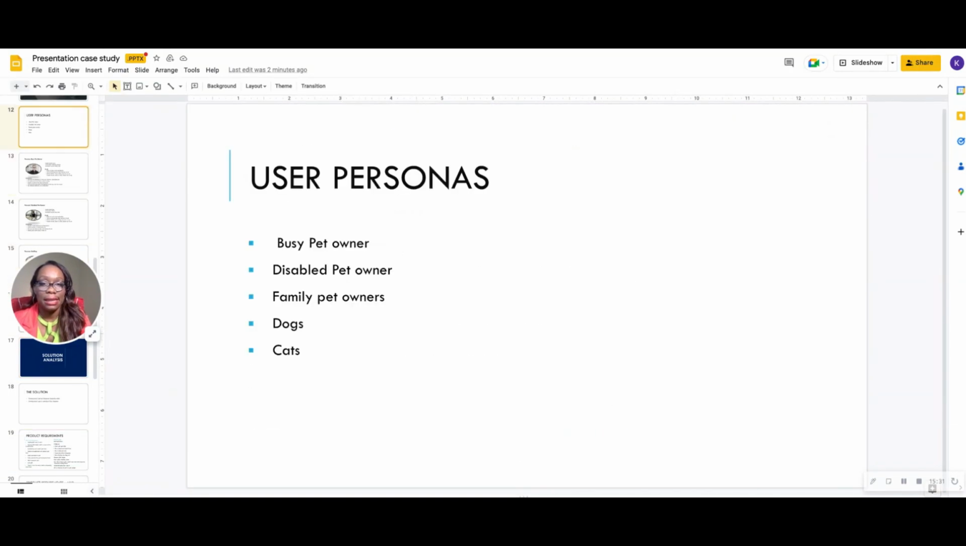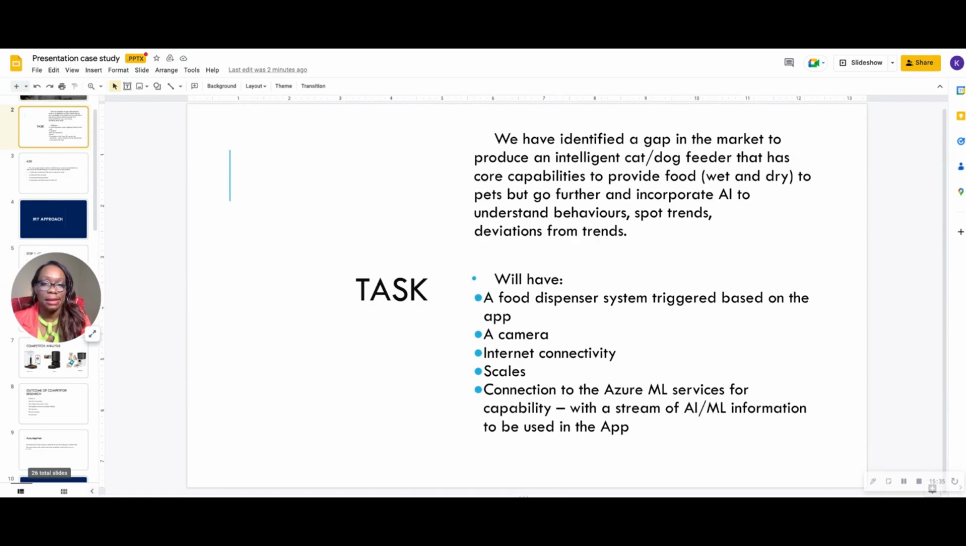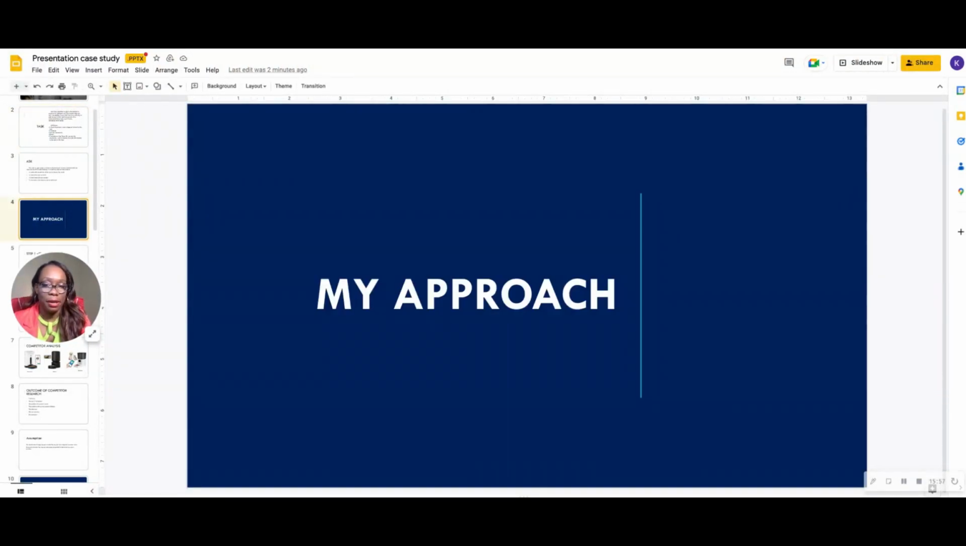So if we remember what they said in the task, they said that there's a few things that this will have, which is it will have a food dispenser system triggered based on the app. It'll have a camera. It'll have internet connectivity. It'll have scales to measure the food. It'll be connected to Azure ML services for capability with a stream of AI ML information to be used in the app. So they have all of these things, but they want you to create an MVP product, right?